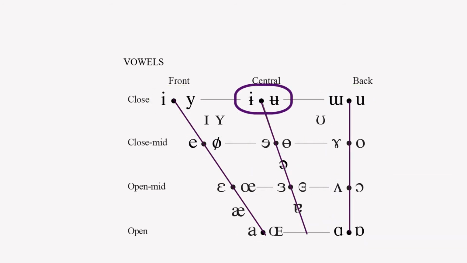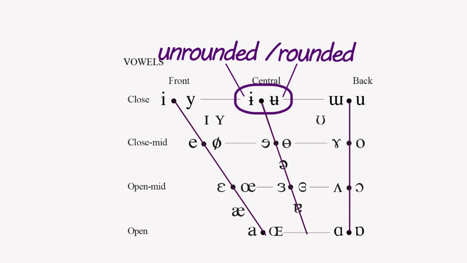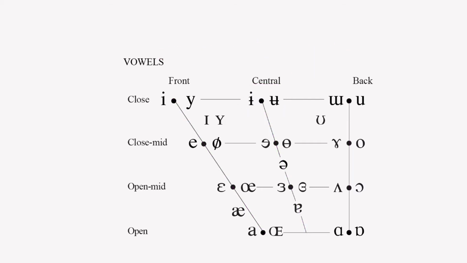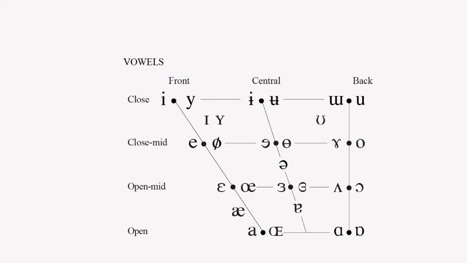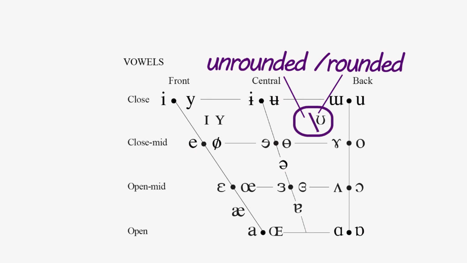So wherever there's a line and you have 2 vowels, the one which is to the left is not rounded. The one which is to the right is rounded. So in the case of this vowel, you can just draw a line yourself. Anything to the left of any line is unrounded. Anything to the right of any line is rounded. So in the case of this vowel, the unrounded version does not exist. There's only the rounded version.